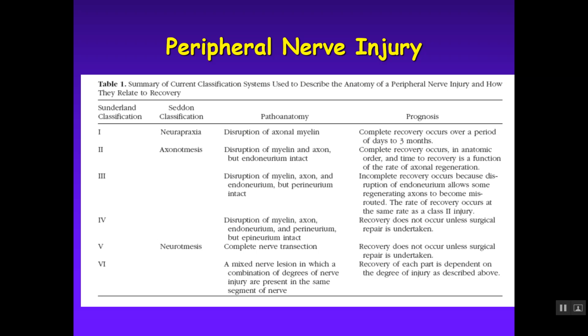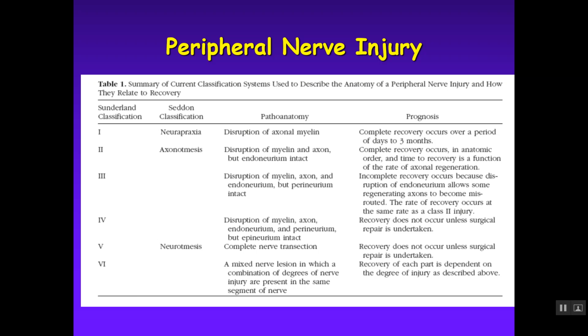Sunderland classification 5, this is where we have neurotmesis. Neurotmesis is complete nerve transection. The nerve is totally disrupted and the ends are apart from each other, okay? And they have to cut the ragged ends off and sew them back together, or else nothing's happening. You're not going to get a repair with that.